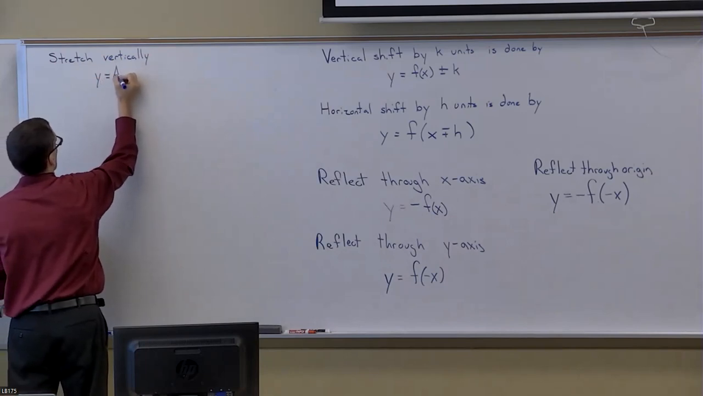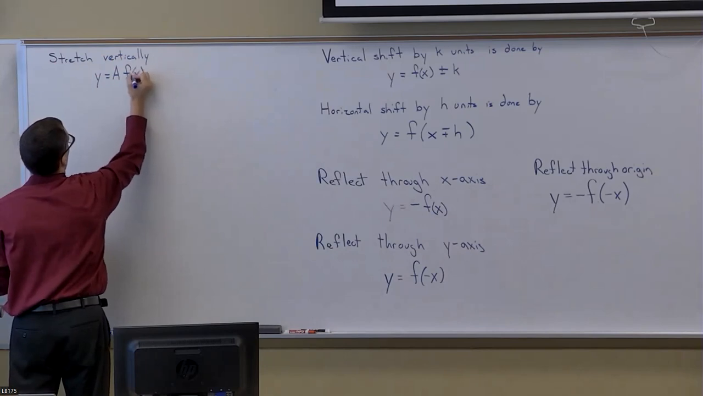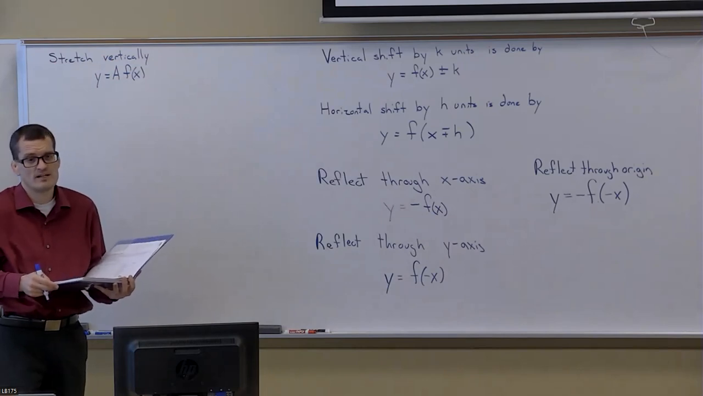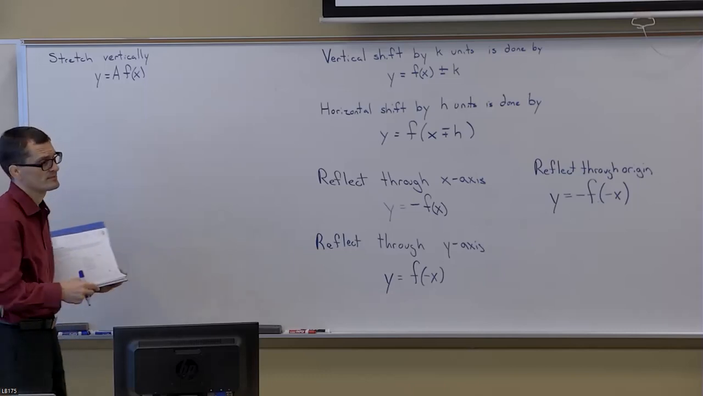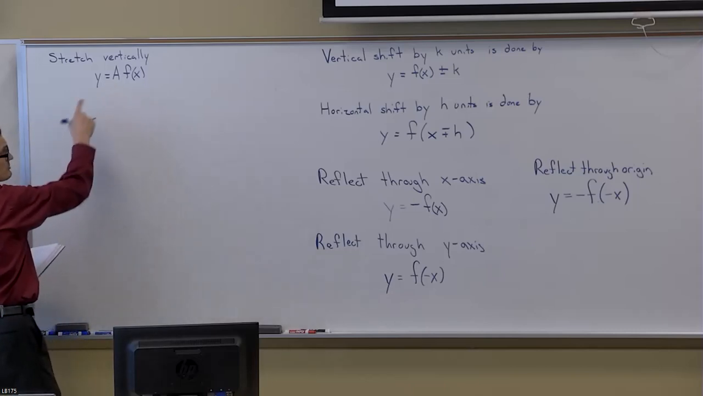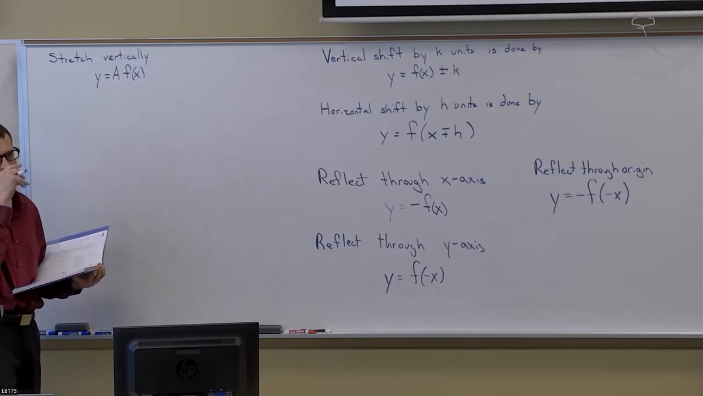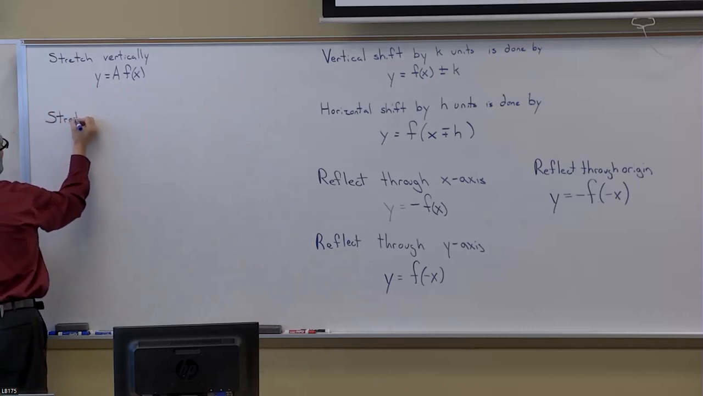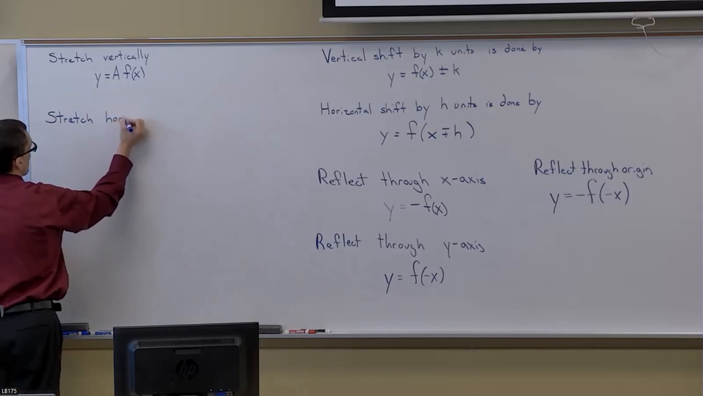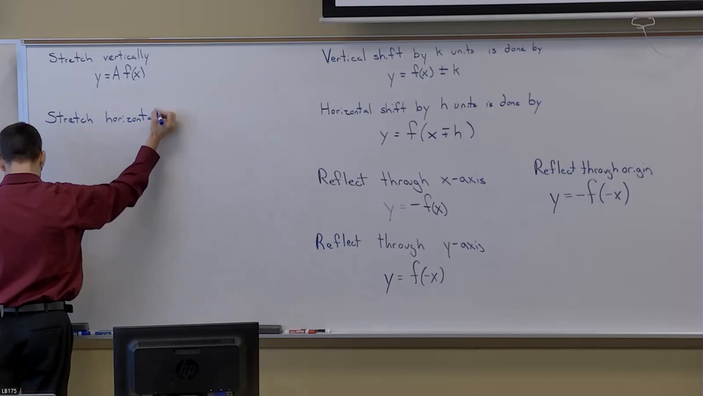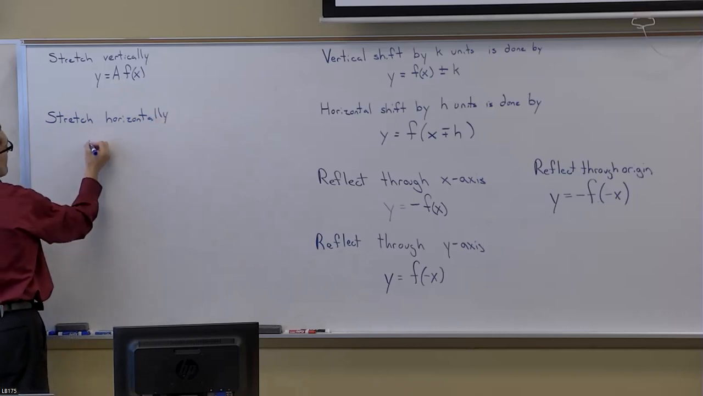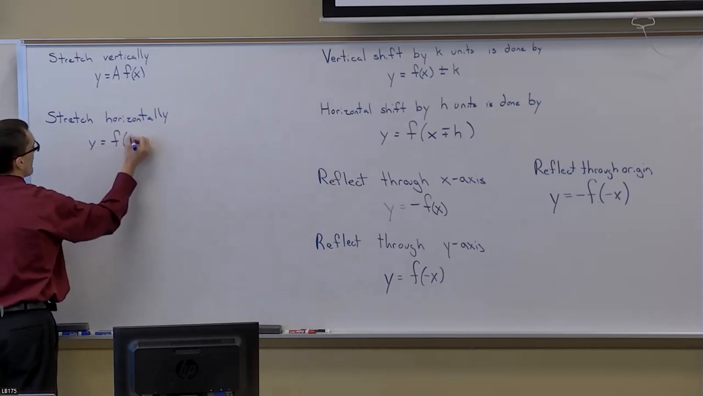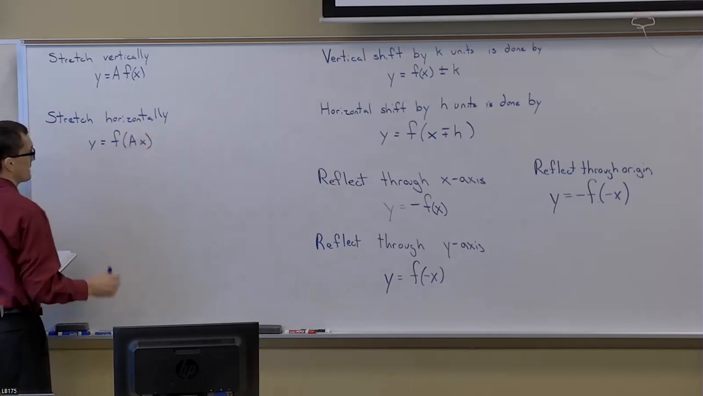If I want to stretch vertically, I multiply my function on the outside by some constant number, A. This is the constant of how much I want to stretch it. I'll get into what that does when I get into decimals. And if I want to stretch horizontally, I multiply the A on the inside.